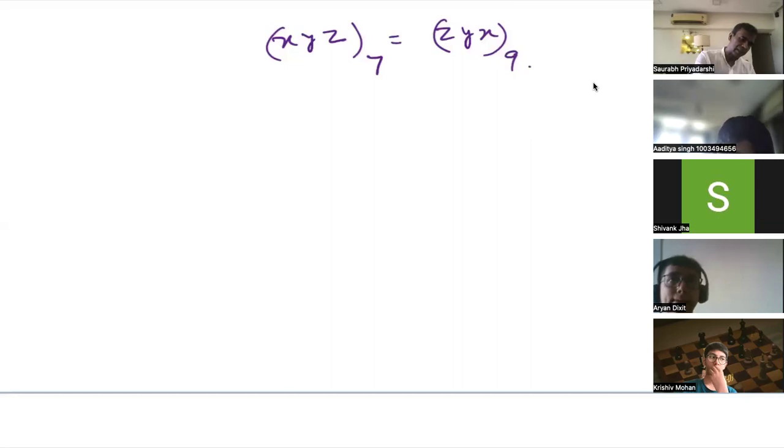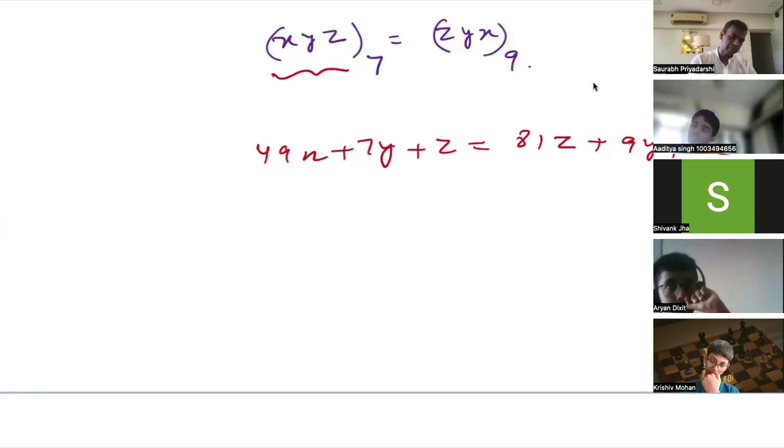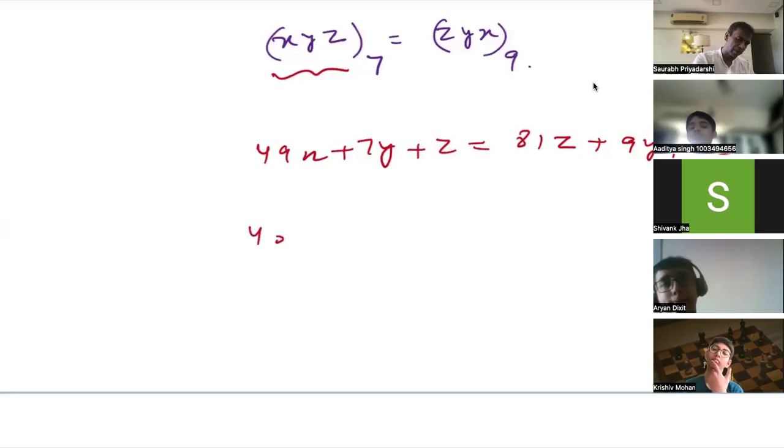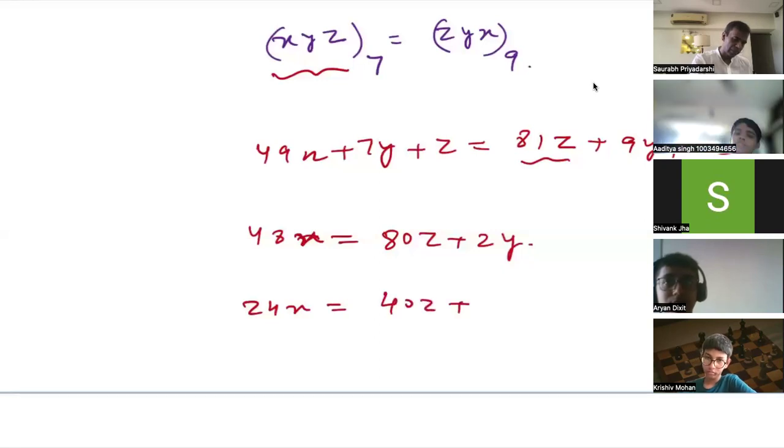What this I can write as 49x plus 7y plus z is equal to 81z plus 9y plus x. Right? Something like this. And xyz must be less than 7, so this will be 48x is equal to 80z plus 2y. Right? 2 cancelling out, so I'm getting 24x is equal to 40z plus y.